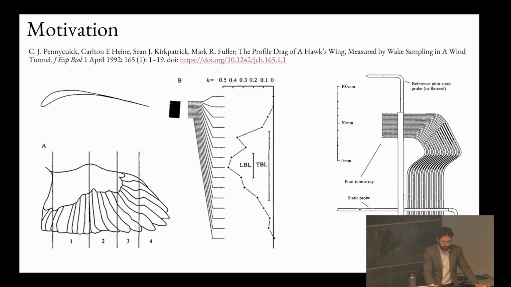Here's one where people used a pitot tube rake, called a wake rake, to measure the drag on a bird's wing. The top left here shows the cross section of a bird's wing, with that black box being where they inserted the pitot tubes. You can see you get a similar velocity deficit in the wake behind a bird's wing. And here's another schematic of what this looks like.